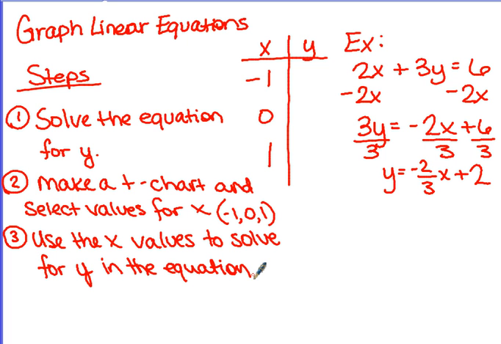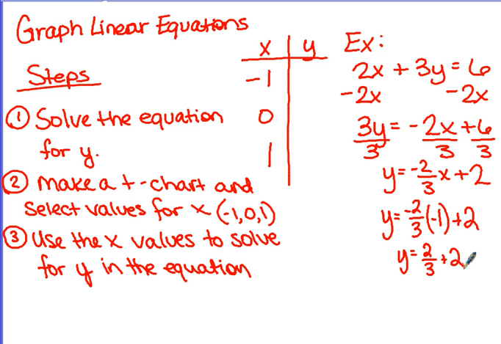So let's go and solve. Let's start with our first value of x. X is equal to -1. All right, so if we're to substitute that into our equation, we have negative 2/3 times negative 1 plus 2. If we were to solve that out, we would get that y is equal to 2/3 plus 2, so y is equal to 2 2/3. Or if you want to write it as 8/3, that would be fine too.